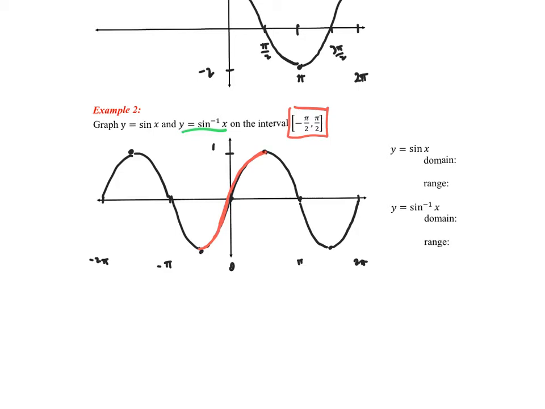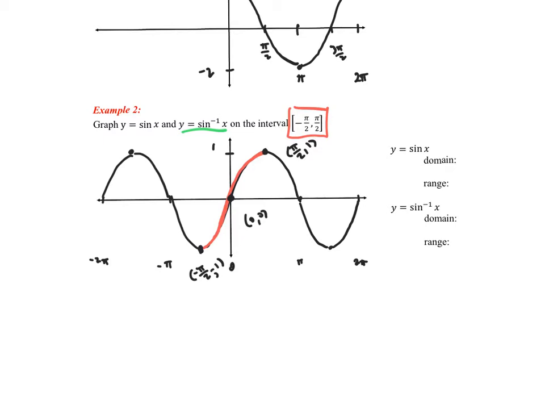So we can isolate some points here. This right here is the point pi over 2, 1. Of course, this is the point 0, 0. And this is the point negative pi over 2, negative 1. So the inverse would have the same points except their x's and y's flipped.